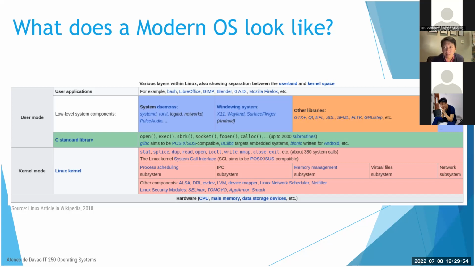LibreOffice is an open source office productivity suite. GIMP is an open source picture editing application. All of this will access functionality provided by the user mode portion of the operating system, whether they're managed by daemons, loaded in a windowing system, or use these libraries or the C standard libraries to do the function that they set out to do.